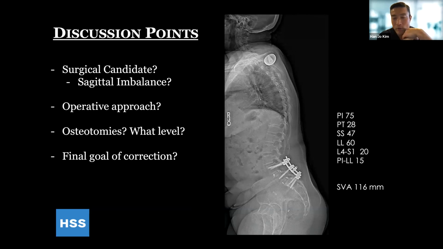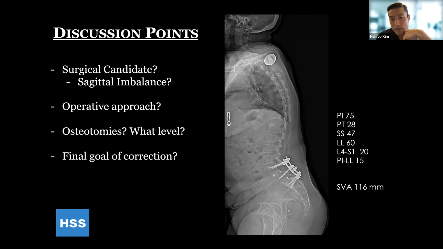Great points there, Matt. What levels would you do for your UIV here? That's a good question. I don't know that I would necessarily be going all that high. I don't know that you have to go that high. I might actually be stopping at the lower thoracic here.